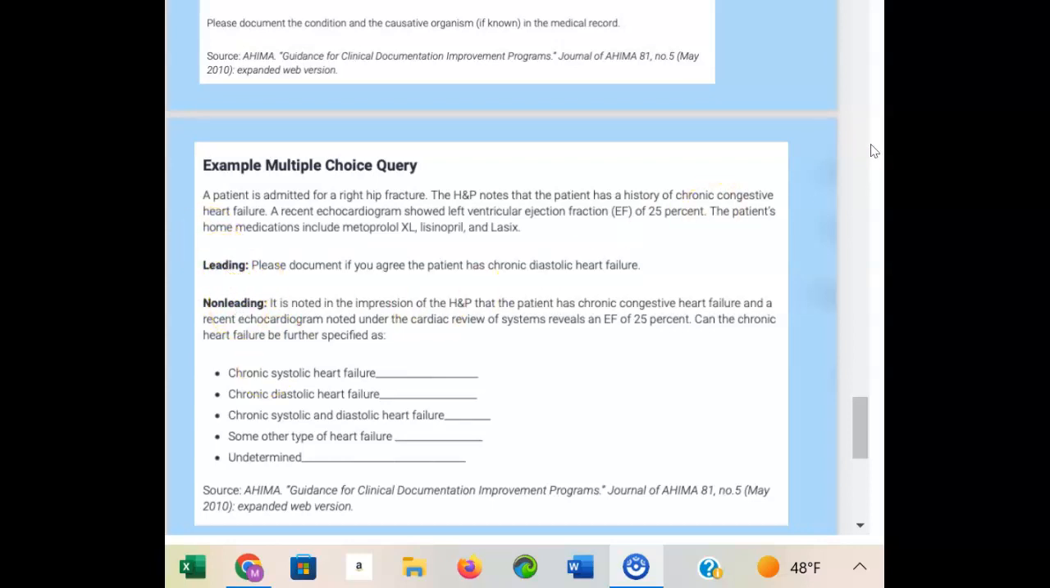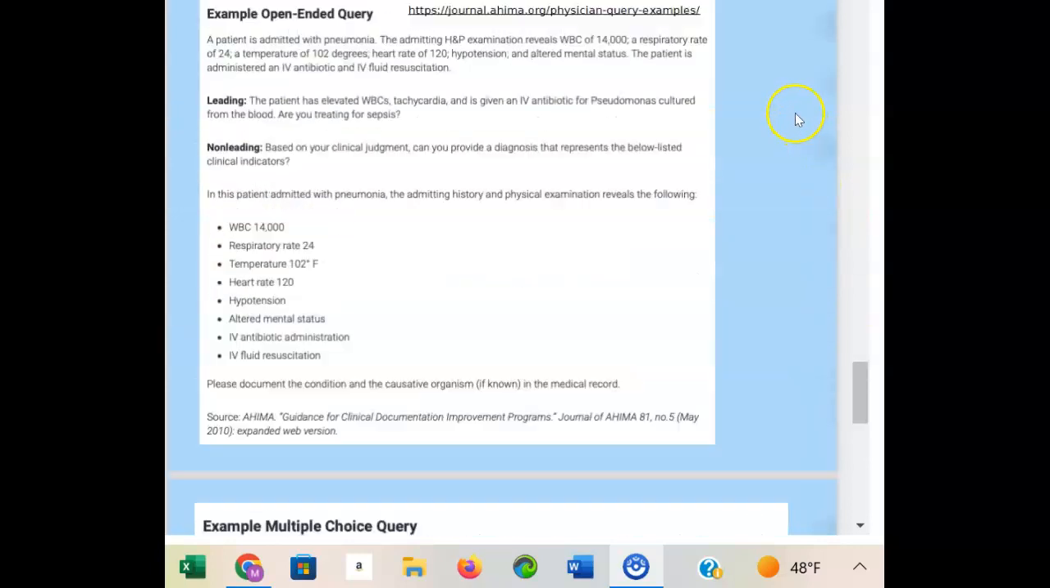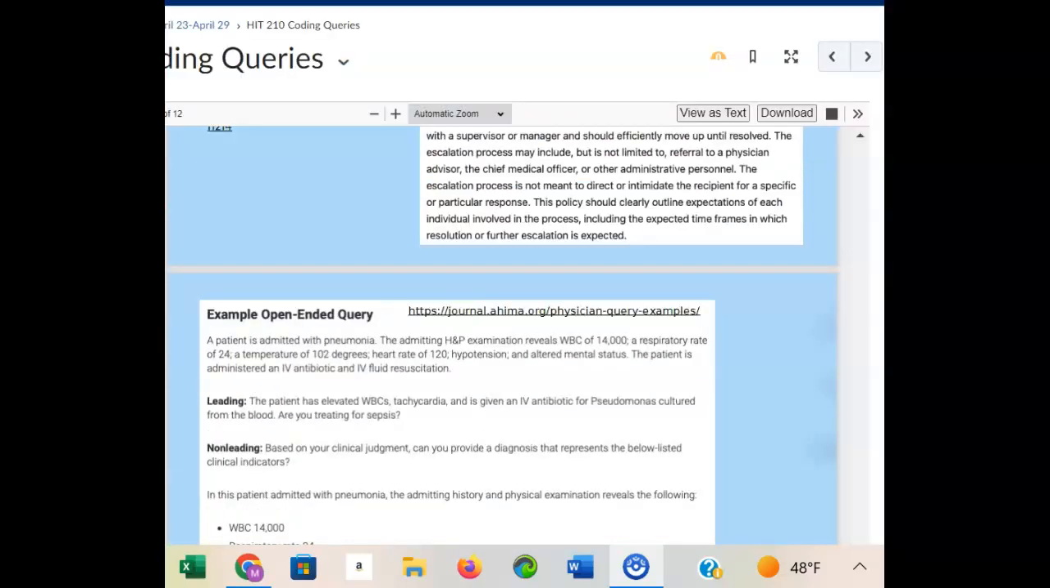So basically what we want to talk about here is the query, how you query a physician, and you're doing it because you need to know if their documentation leads to medical necessity. That's what I really want you to take away from this week. So we have the query, medical necessity. So let's go on.